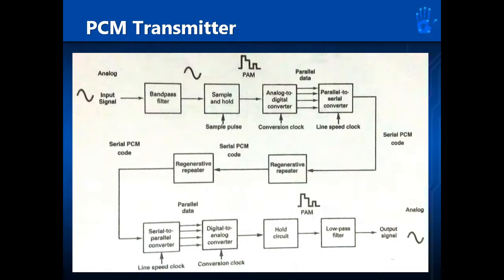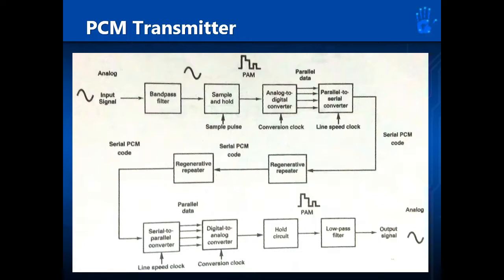First, we have our input signal, which is an analog signal. It will pass through a bandpass filter. The bandpass filter limits the frequency of the analog input signal. For example, if we want the standard voice band frequencies, it will filter the signal to only allow a frequency range of 300 Hz to 3000 Hz.